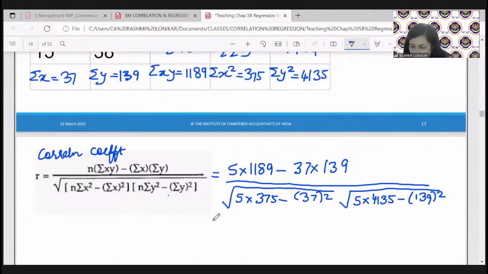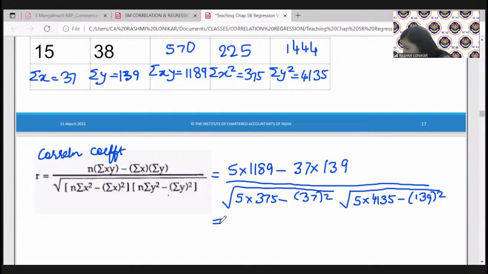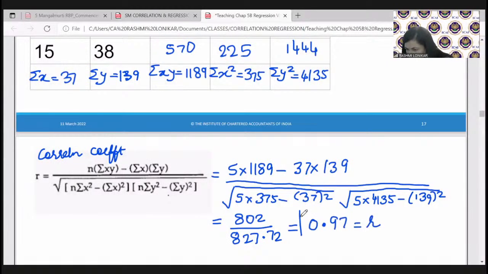Now, when I solve this, how much do I get? This is coming to 802 upon 827.72, which is equal to 0.97. So R is equal to 0.97.